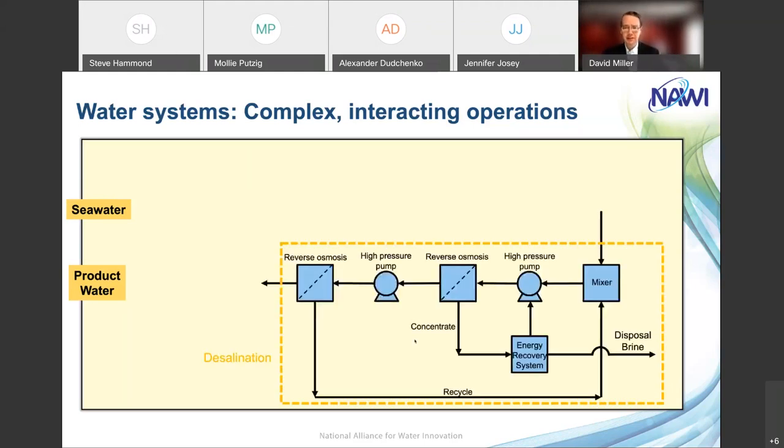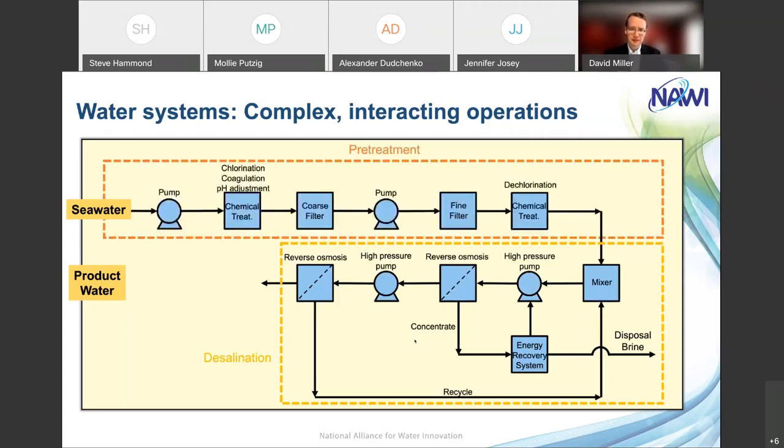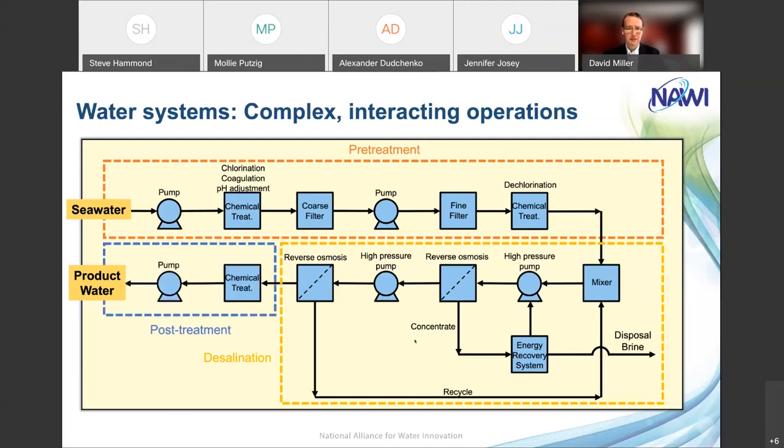And we know we want to have desalination, and desalination itself is a fairly complex process with a number of different operations operating at high pressure, making use of membranes. But before you can even send that seawater to the desalination train, it needs to go through a pretreatment process, and that pretreatment process is going to depend upon the specific qualities of the seawater as well as the specific requirements of the desalination train itself. And then we still don't quite have product water yet. It needs to go through a post-treatment process. And any time we change something in this process, it's going to affect the rest of the process.